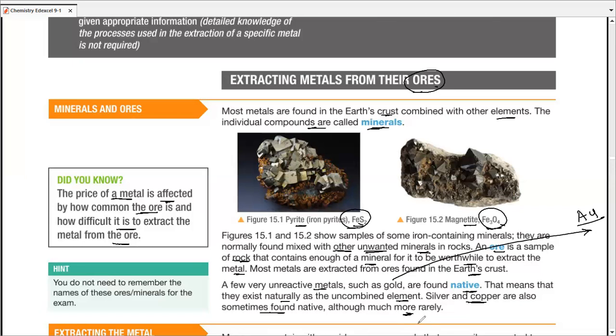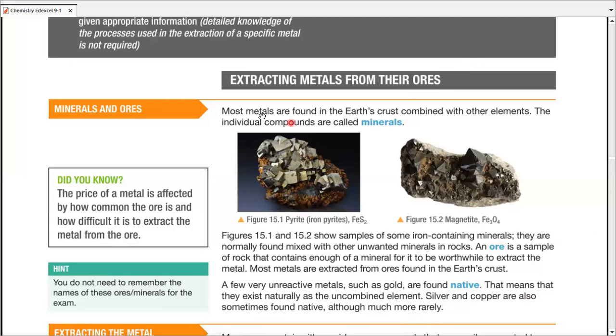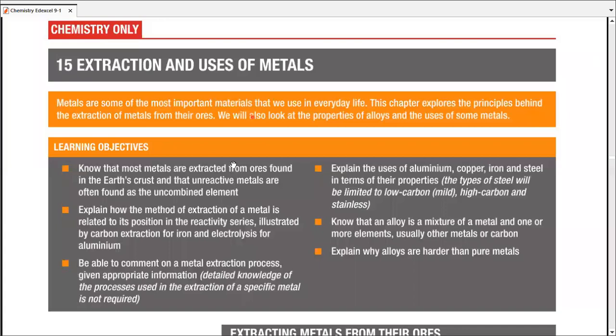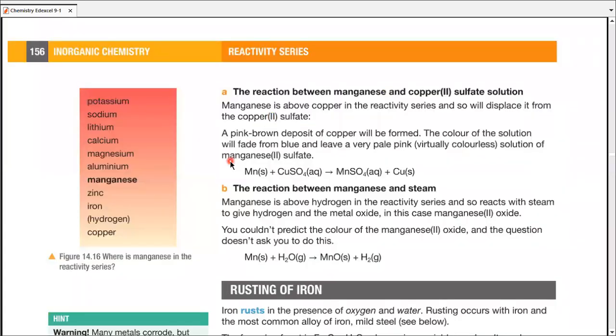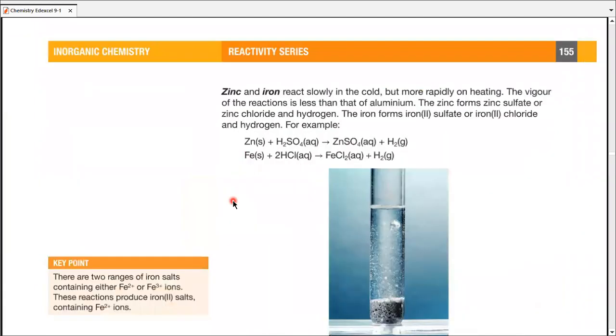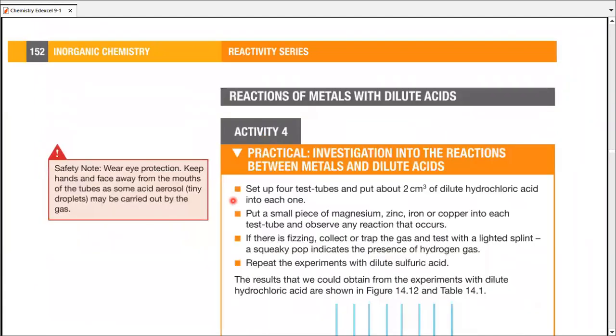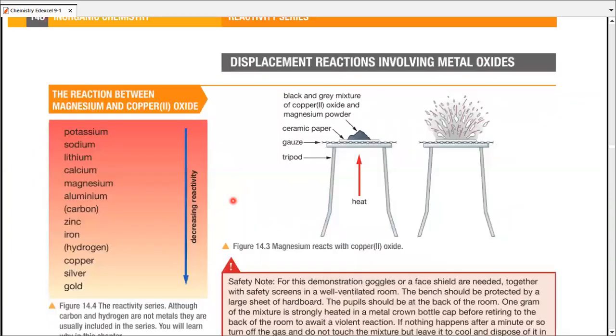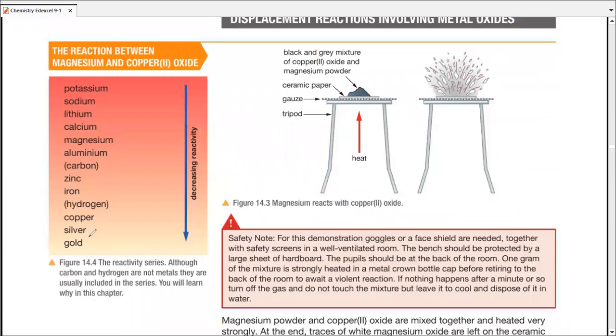So it means that elements such as gold are found without unwanted materials, and there is a reason behind that. Don't forget that in the previous chapter, we studied the reactivity series. And if I take you back to the reactivity series, no, that's not the complete reactivity series. Let's go to the one that is complete and that has all the metals that we have studied on it. Now, take a look at this. Gold is present at the very bottom of the list, which means it's the least reactive one. That's why it's found native.